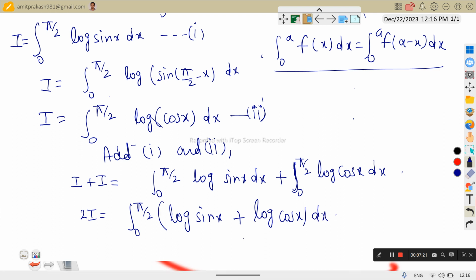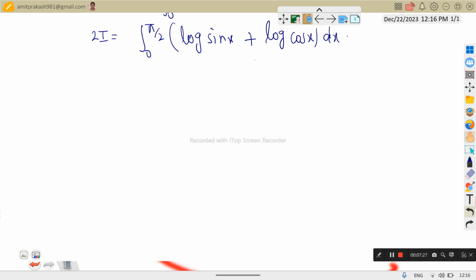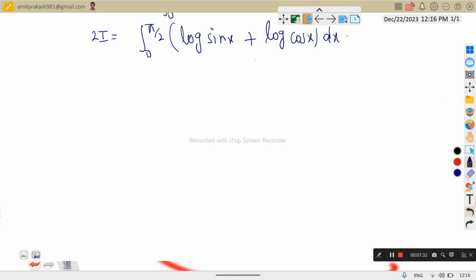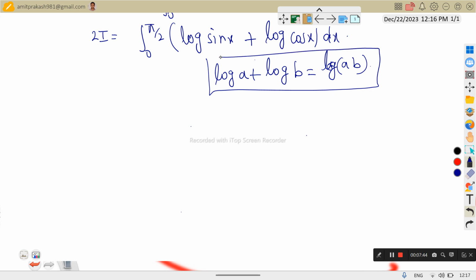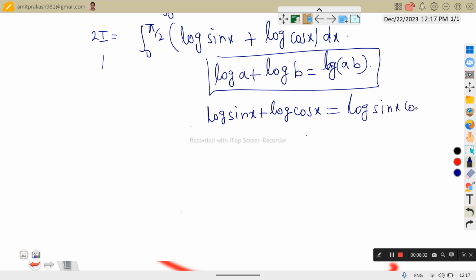Again, we use the property of logarithm. What is the property of logarithm? The property of logarithm is log a plus log b equals log of a into b. This is the property. So log sin x plus log cos x would be log of sin x into cos x.